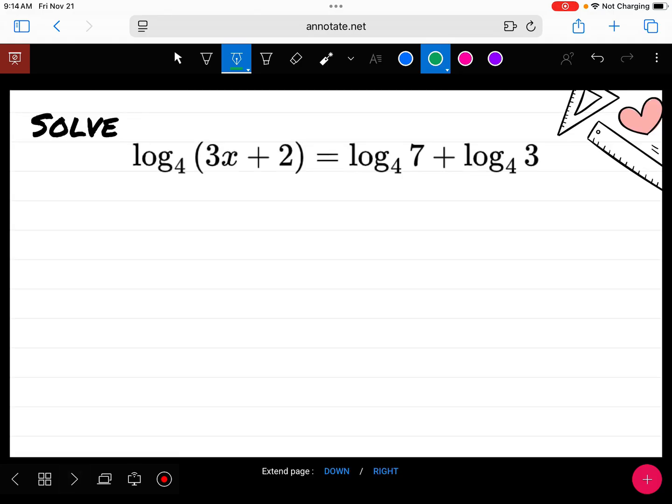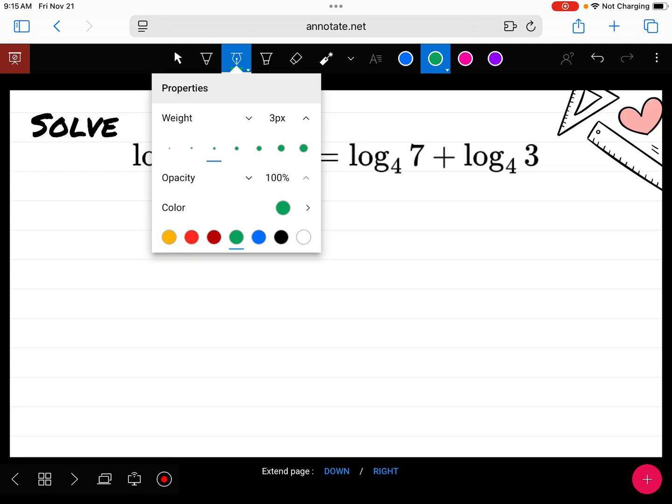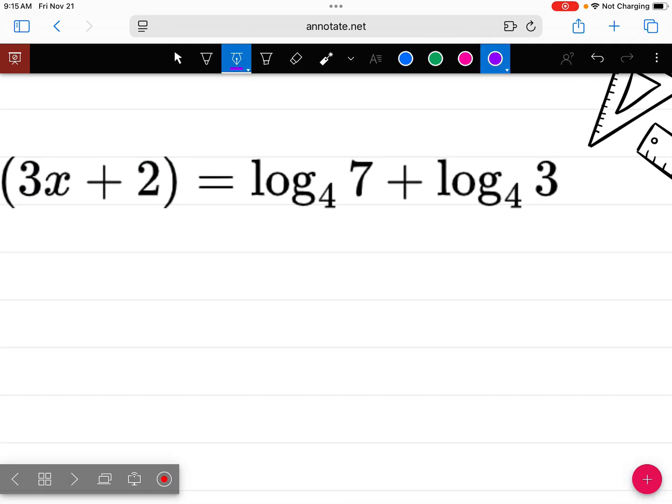We're going to do another one just because I want us to practice another one. So we've got log base 4 of 3x plus 2 equals log base 4 of 7 plus log base 4 of 3. What should we try and do here?